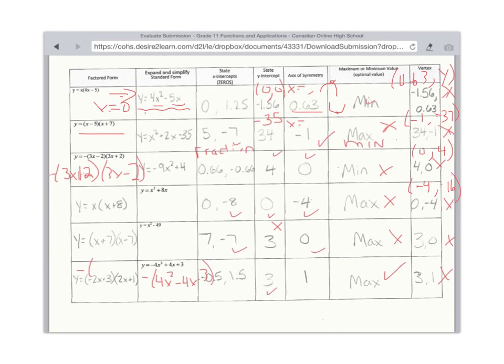So those are the major problems. I've marked them right and wrong here for you so that you can have another look at them and try to correct them. The only other thing on this page that I want to talk to you about is when you come across a parabola, such as the very last one here. What I want you to do here is when you see that negative in front of the x squared term, I want you to take it out.